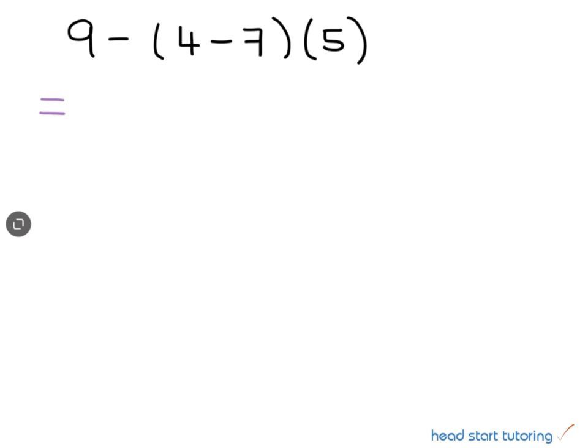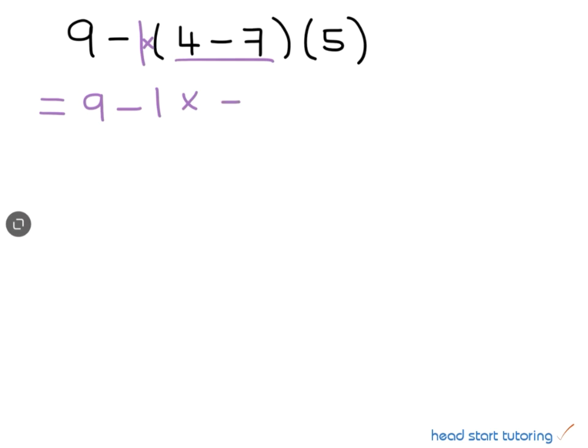Right, let's have a look at one more example. 9 minus, in brackets, 4 minus 7, close brackets, and then in brackets we've got a 5. Right, so 9 minus, we've got an imaginary 1 there, multiplied by the answer in these brackets. So 9 minus 1 multiplied by 4 minus 7, we obviously need to work out what that is.